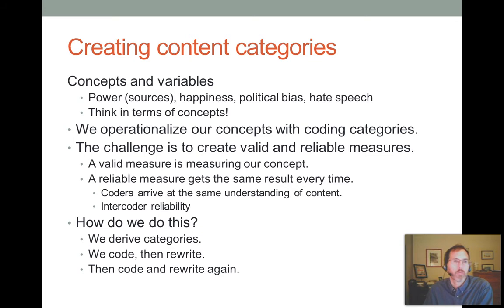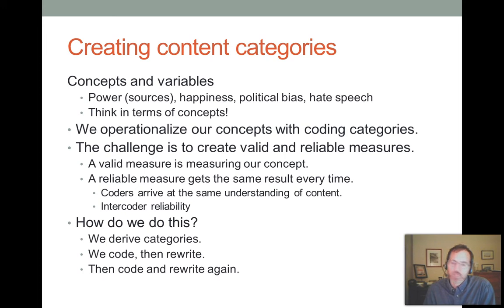Okay. All right, so in creating content categories, we do the same thing that we were doing in a survey. We think in terms of concepts and variables. You think in terms of what sort of concept is represented in the content, and then you come up with categories to identify it, just like you would come up with a survey question to identify something. So imagine that you're interested in bias. Media bias is one thing we often study. You try to find indicators of bias and then count those indicators. You operationalize the concept of media bias with coding categories.